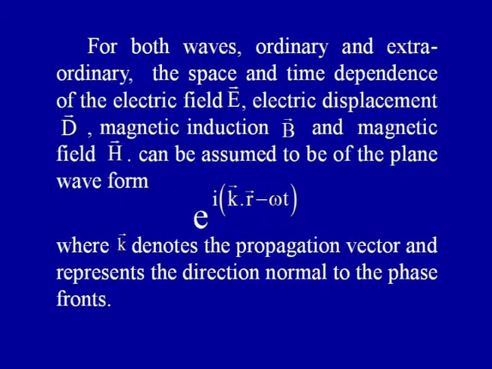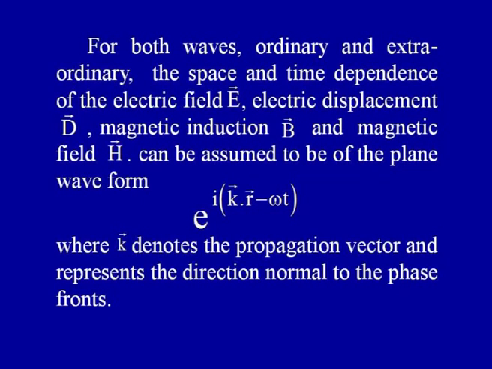For both waves, now that is important. For both waves, ordinary and extraordinary, the space and time dependence of the electric field E, electric displacement D, magnetic induction B, the magnetic field H. See, all these quantities appeared in the Maxwell's equations. So, all of these can be assumed to be of the plane wave form e raised to the power i(k dot r minus omega t) for a plane monochromatic wave.